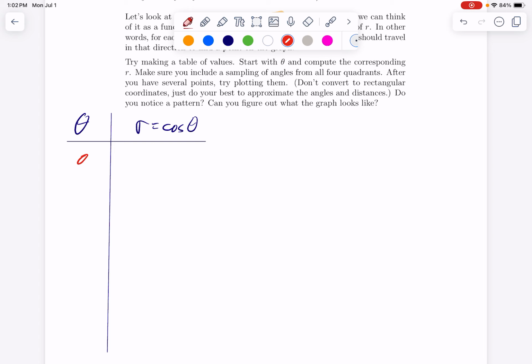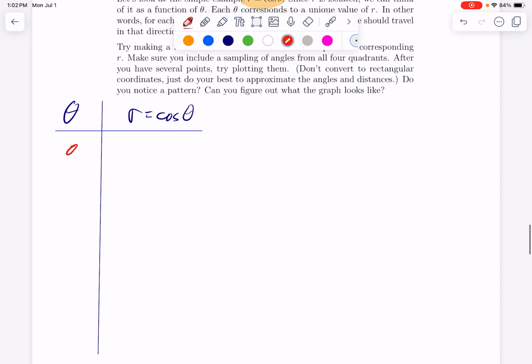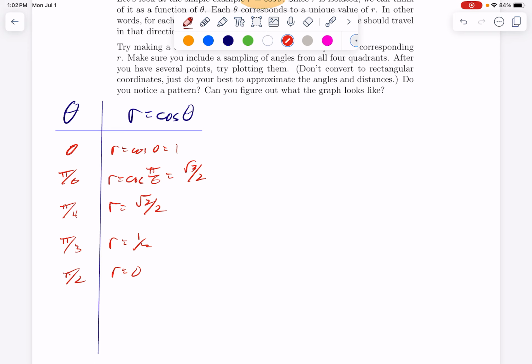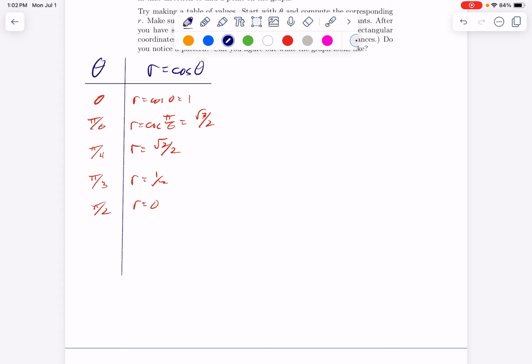So let's do the full first quadrant of the easy ones. If theta is 0, then r is cosine of 0, which is 1. If theta is pi over 6, then r is cosine of pi over 6, which is root 3 over 2. If theta is pi over 4, then r is cosine of pi over 4, which is root 2 over 2. If it's pi over 3, it's 1 half. If it's pi over 2, it's 0. And now, let's at least do the other quadrantal angles. Pi, 3 pi over 2. Here we would have r equals negative 1. Here we would have r equals 0.